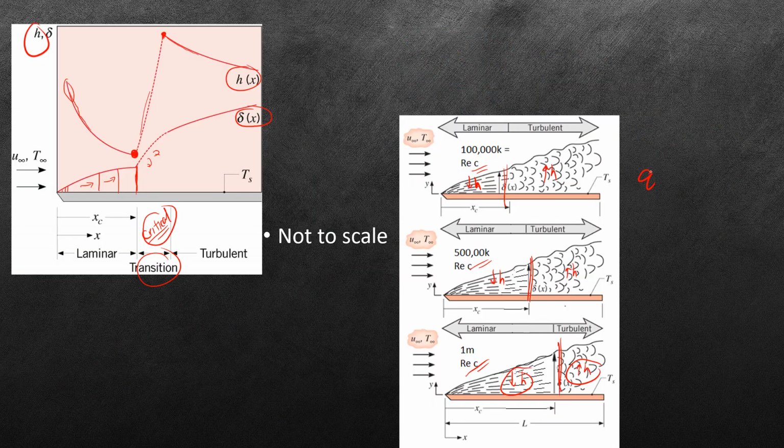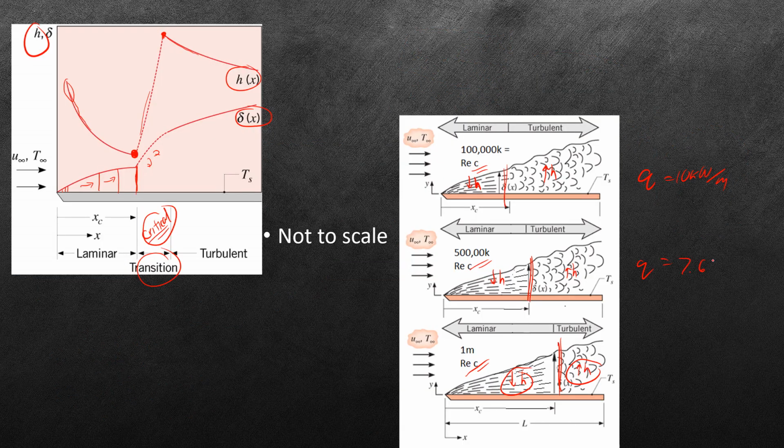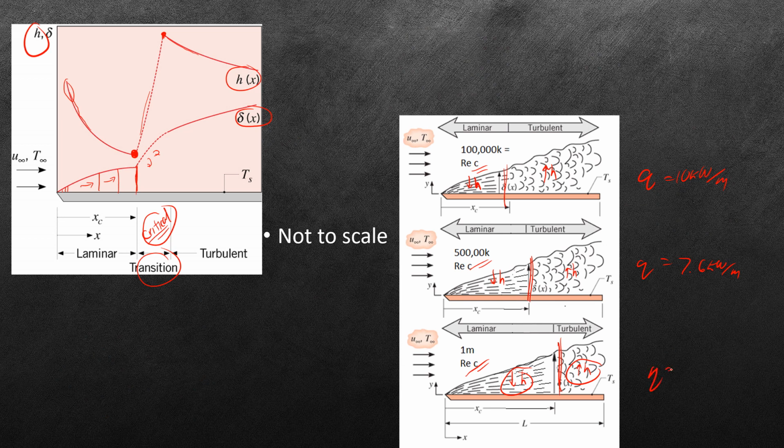If we were to put our values here, this is the 10 kilowatts per meter. This is the 7.6 kilowatts per meter. And this is the 4.77 kilowatts per meter. Now, this is obviously not to scale since we do not have exact dimensions here, but I would just like to emphasize this point right here.